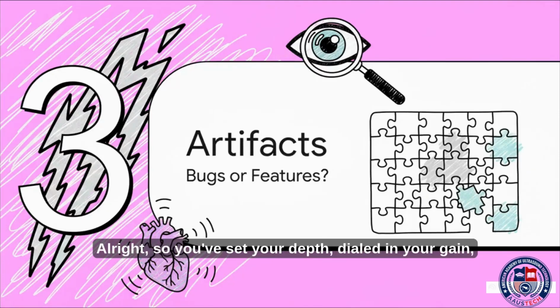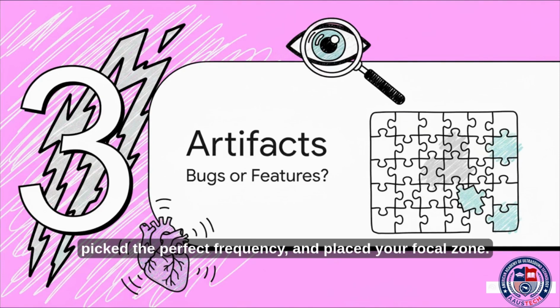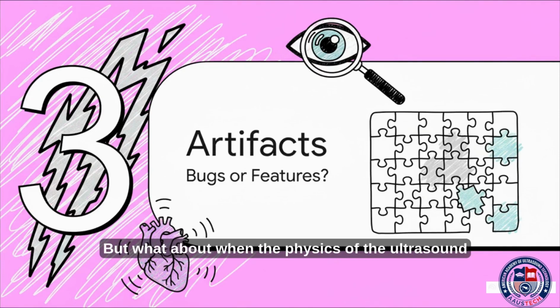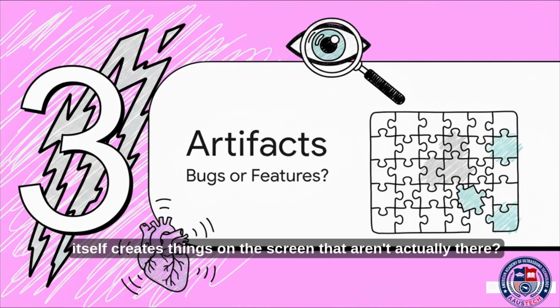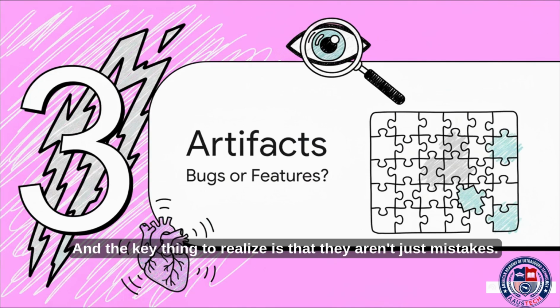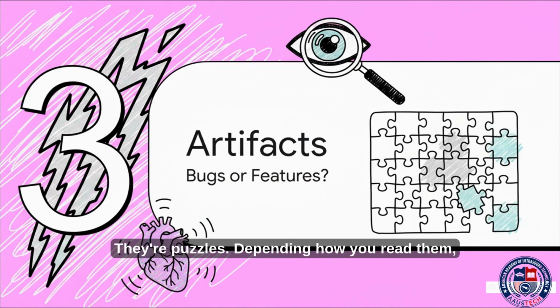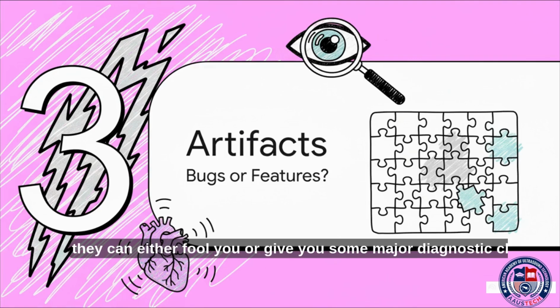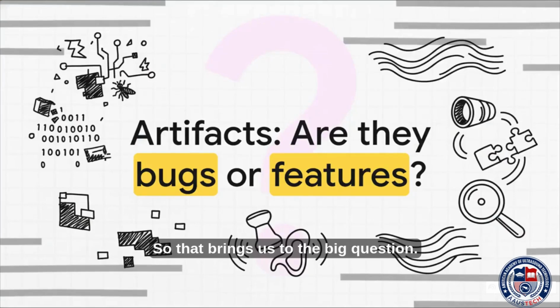All right, so you've set your depth, dialed in your gain, picked the perfect frequency, and placed your focal zone. You've built the best image you can. But what about when the physics of the ultrasound itself creates things on the screen that aren't actually there? We call those artifacts. And the key thing to realize is that they aren't just mistakes. They're puzzles. And depending on how you read them, they can either fool you or give you some major diagnostic clues.